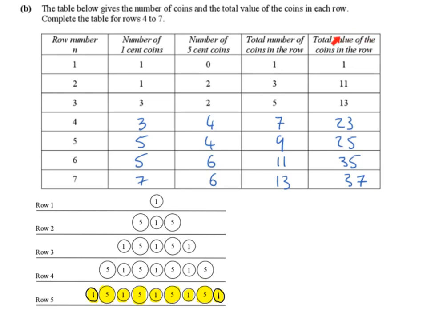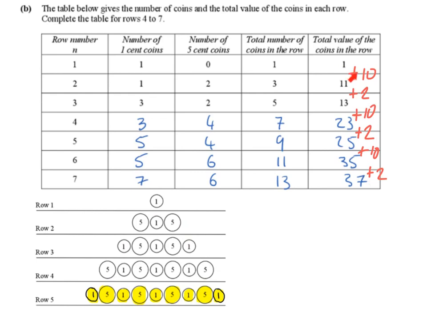And then the total value of coins, well, we start at 1, then we go to 11, then 13, then 23, then 25, then 35, then 37. So we can see we started at 1, we had 1 cent. Then we added on the 2 5 cents, we added on 10. Then in the next row we added on 2 more 1 cents, so we're adding on 2. And then this pattern repeats itself.